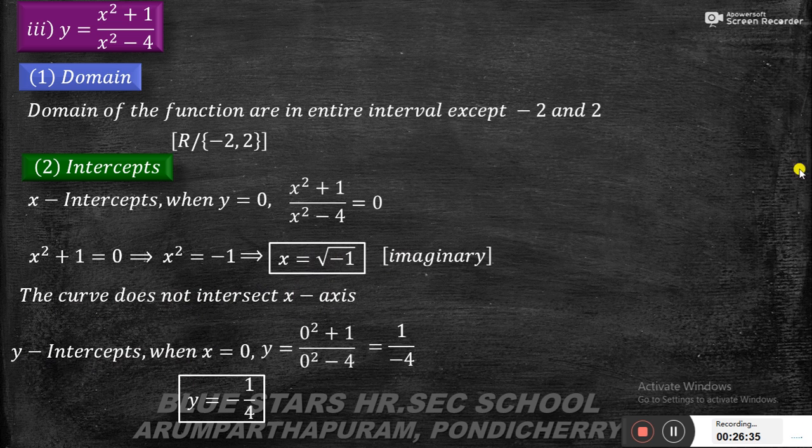Next, y-intercept. For the y-intercept we take x equal to 0. That means y equal to 0 square plus 1 by 0 square minus 4, so minus 1 by 4. y equal to minus 1 by 4. This is the value: x equal to 0 and y equal to minus 1 by 4.